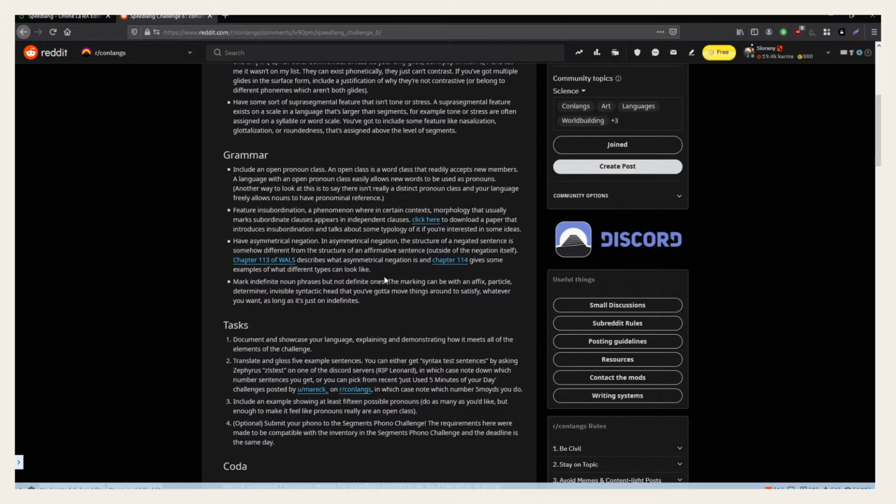Feature insubordination, a phenomenon where in certain contexts, morphology that usually marks subordinate clauses appears in independent clauses. Click here to download the paper. Oh yeah, I don't have time to read the paper, so I'm going to leave that for the next stream. Have asymmetrical negation. In asymmetrical negation, the structure of a negated sentence is somewhat different from the structure of an affirmative sentence outside of the negation itself. Oh yeah, I know that one.